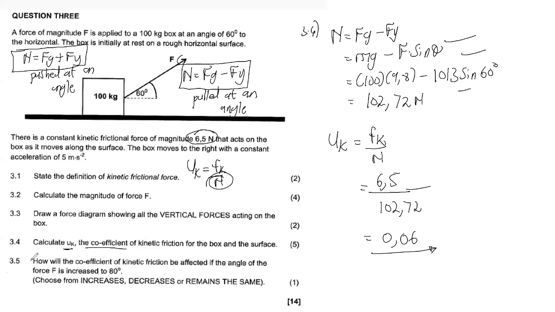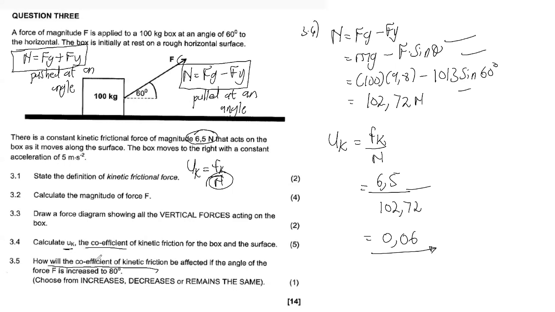Then let's go to 3.5. 3.5 is asking us a question: how will the coefficient of kinetic friction be affected if the angle of force F is increased to 80 degrees? Note what they're asking. How will the coefficient, not the kinetic friction, how will the coefficient?